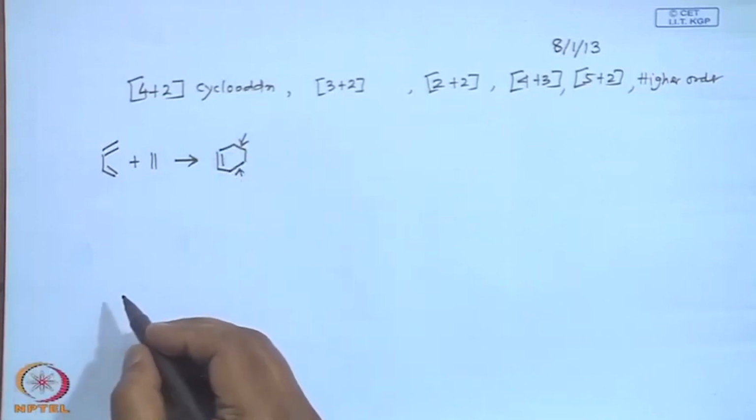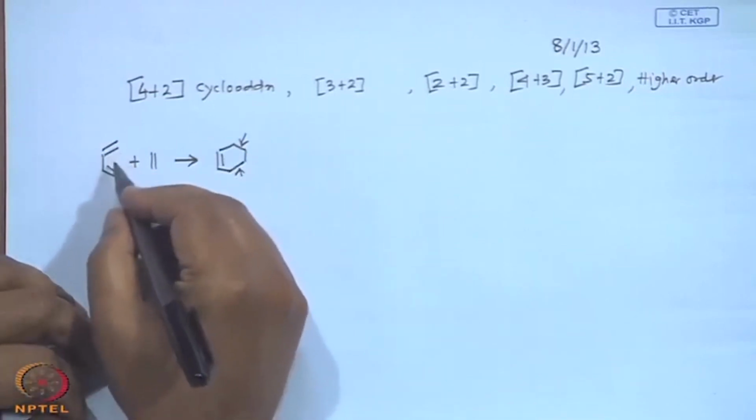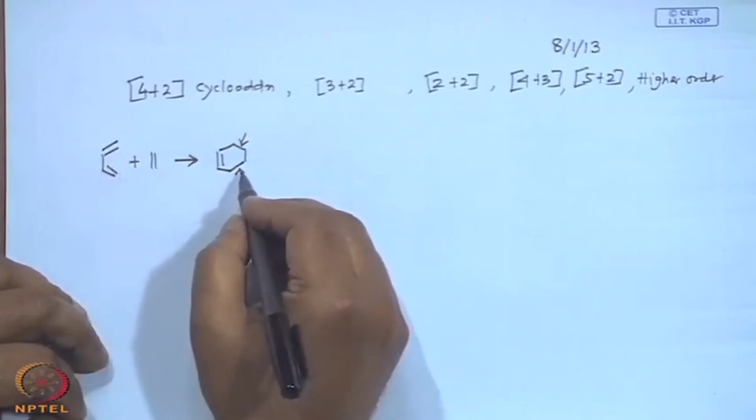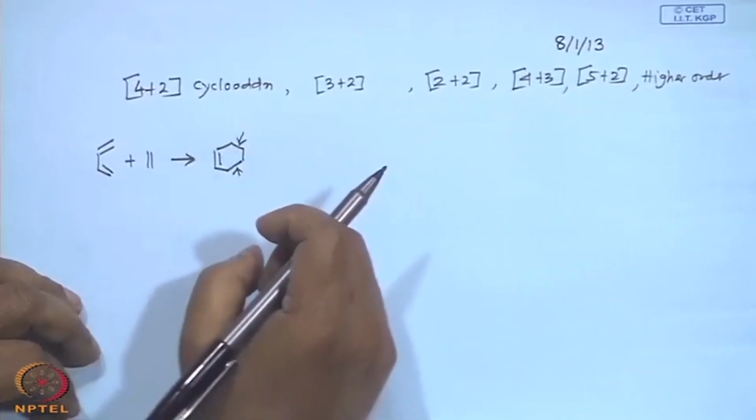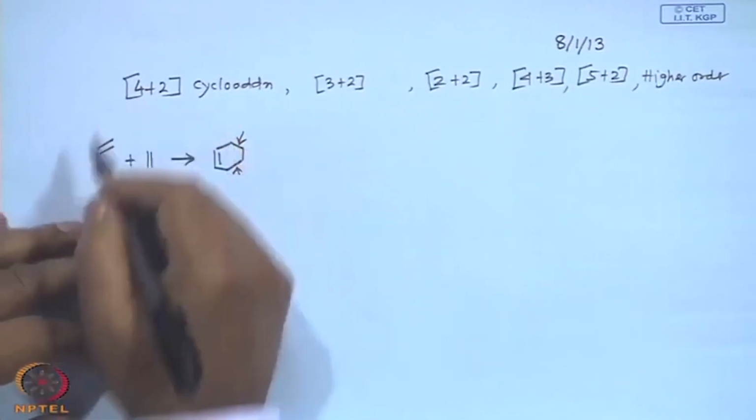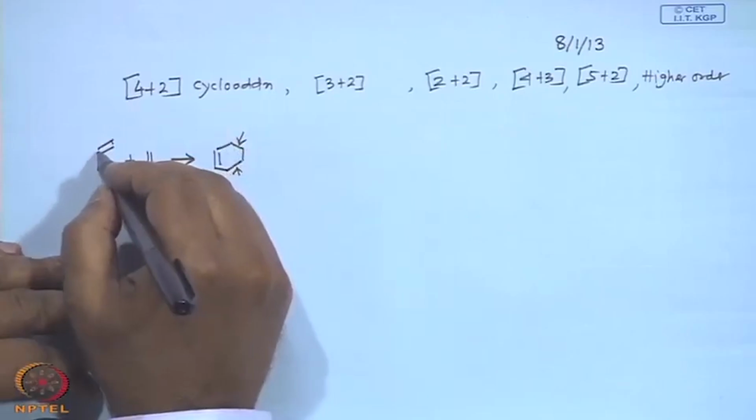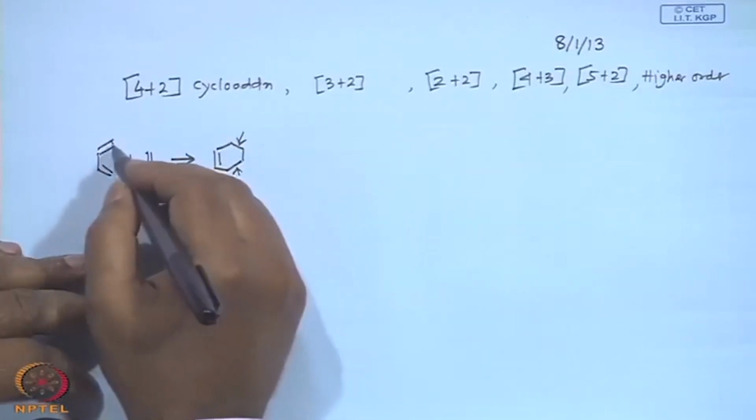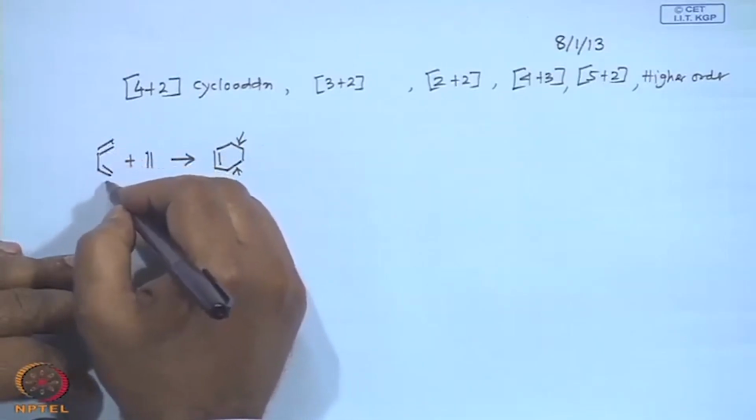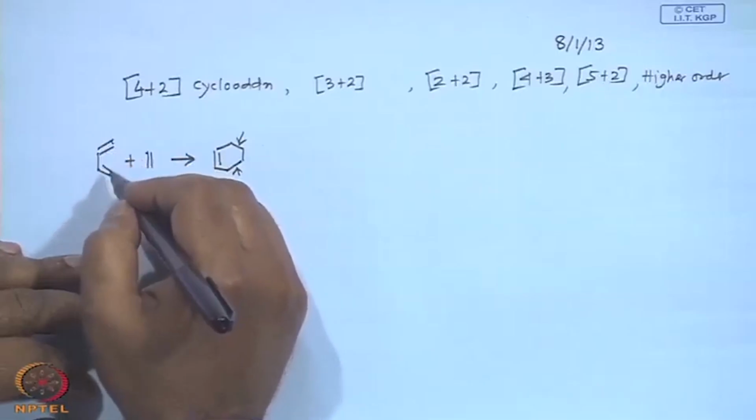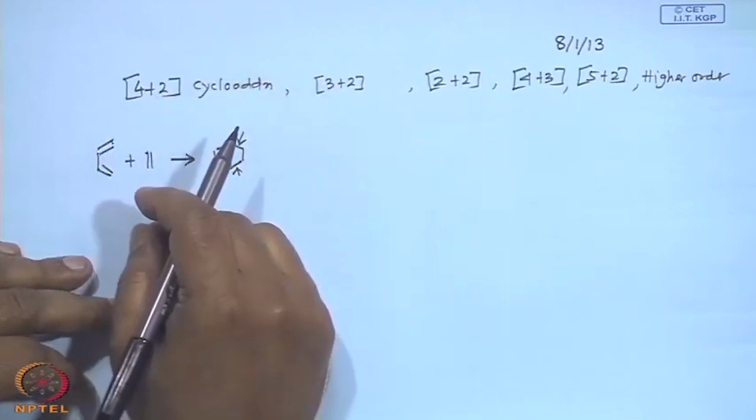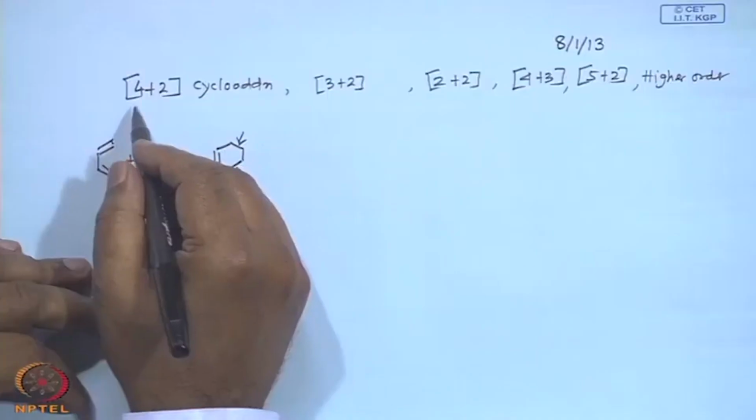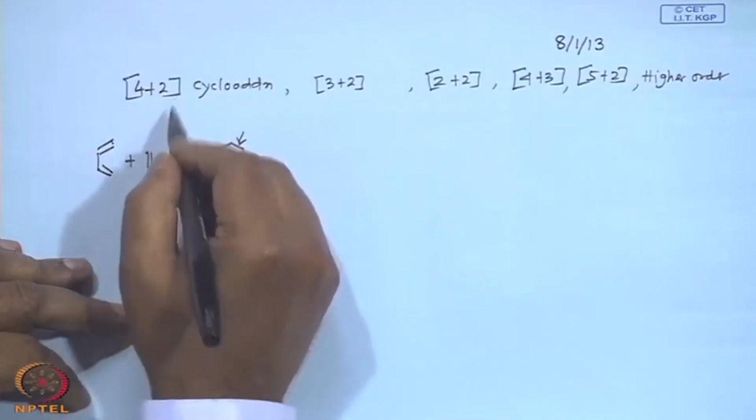So, the total number of atoms on the left hand side is equal to the total number of atoms on the right hand side. Everything is okay. 2 new sigma bonds are being formed, a cyclic compound is being formed, and this 4 denotes the atoms 1 2 3 4, and then 5 6. This 4 refers to the number of atoms, but if you are talking about the mechanism of pericyclic reactions, then this 4 refers to the number of pi electrons.